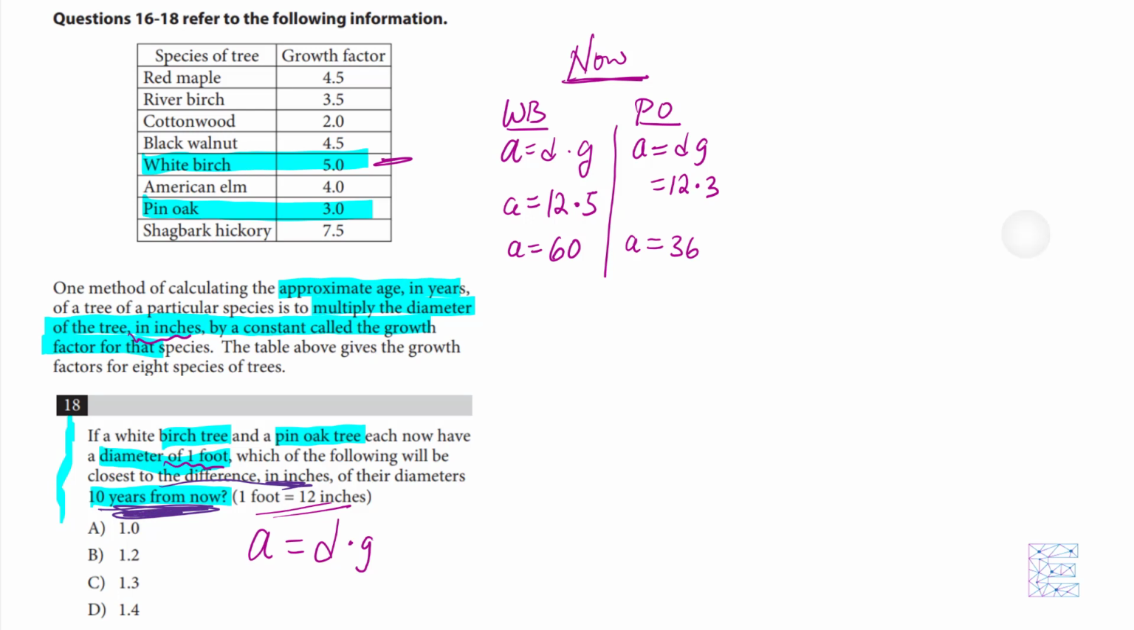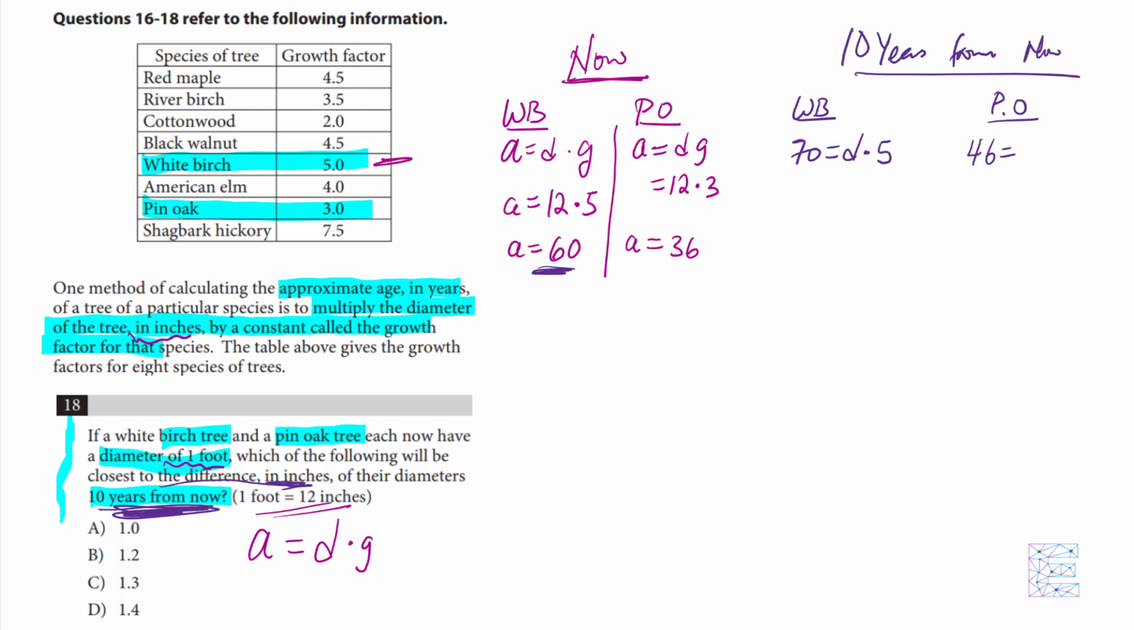Well, this is 10 years from now. Thankfully, we know that currently the white birch is 60 years old. So 10 years from now, the white birch will be 70 years old. Using that formula, we can plug in 70 for the age. We're looking for the diameter. The growth factor is still 5. And the pin oak is currently 36 years old, so 10 years from now, it'll be 46 years old. So 46 goes into the age. We're looking for the diameter, and the growth factor is still 3.